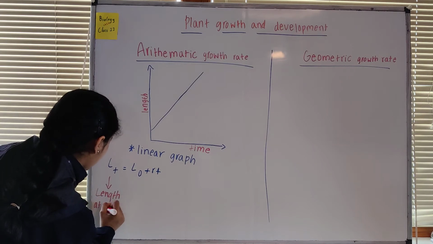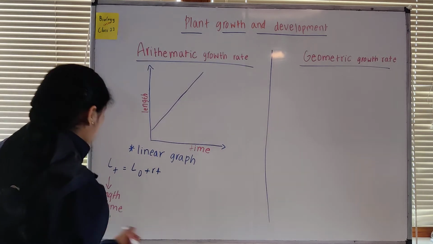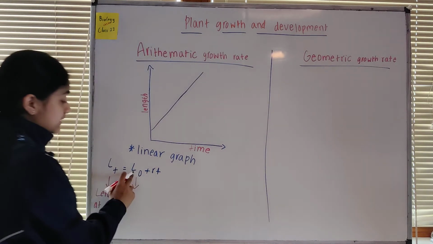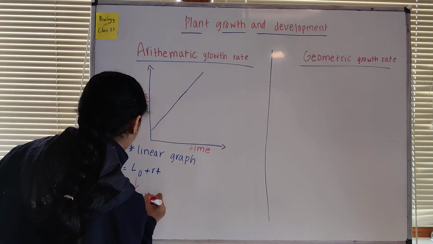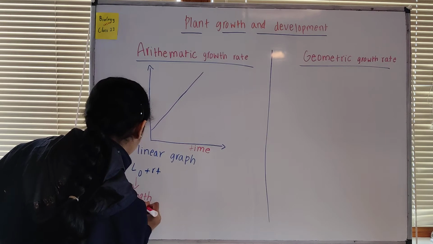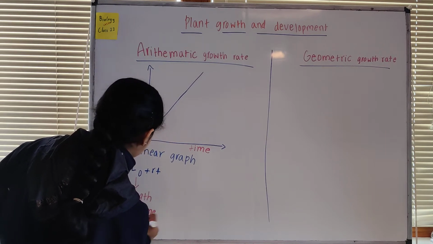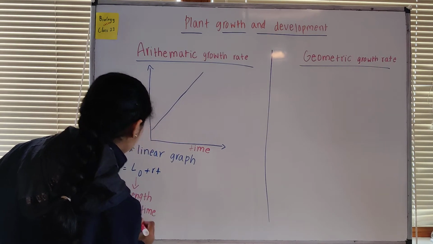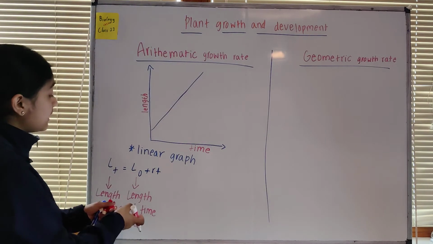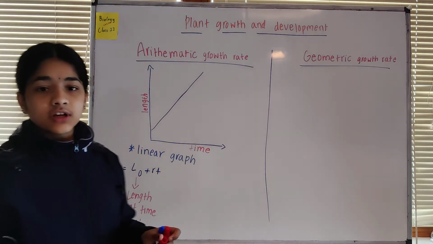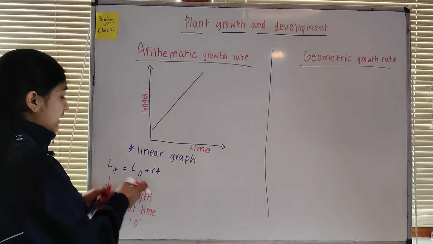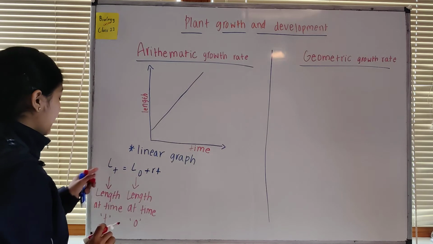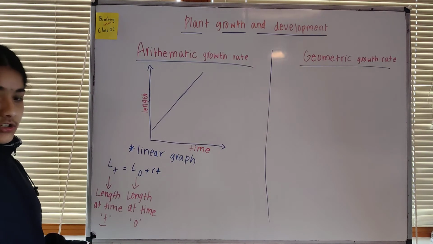at time t, and L0, this particular part, is the length or the height of a plant at time 0. Time 0 means the initial time. So initial length we can tell, because at the initial time, that is time 0, what is the length? So that's the L0. That's the starting point. LT is the length at time t, which we are actually discussing.